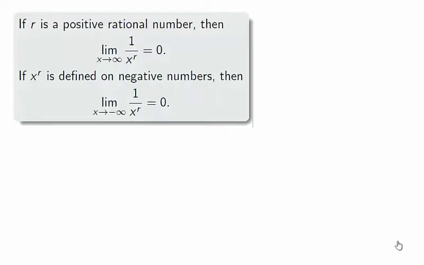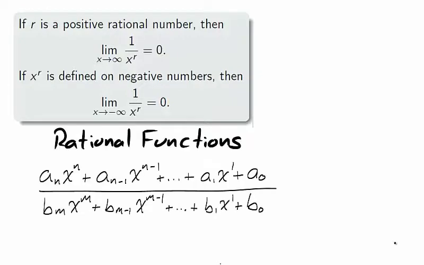For any positive rational r, the limit as x approaches either positive or negative infinity, if it exists, of 1 over x to the r is 0. To determine the limit at infinity of a rational function, we multiply by 1 over x to the m in the numerator and the denominator, where m is the degree of the polynomial in the denominator.